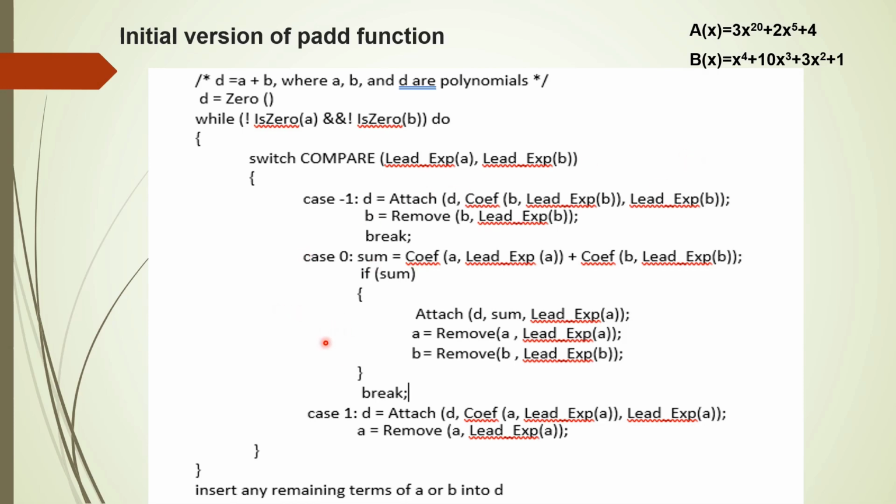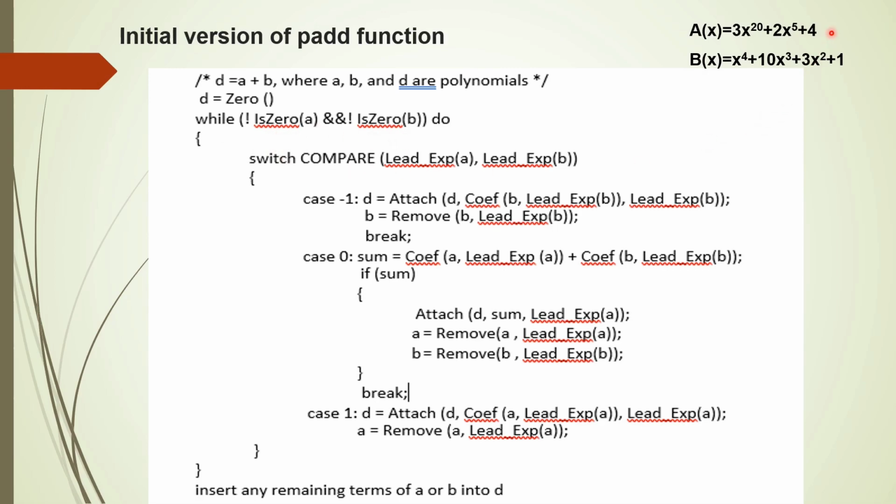Then next, again it goes back to the while loop, and again it will check: leading exponent of the first polynomial is 0, leading exponent of the second polynomial is 3. So again the compare function will return -1. Then 10 x to the power of 3 will be added to d, and that is also removed. In the next iteration, 0 and 2, again it goes to case -1, and 3 x to the power of 2 will be added to the resultant polynomial. This term is also removed. Then finally in the while loop, again it comes to the switch.